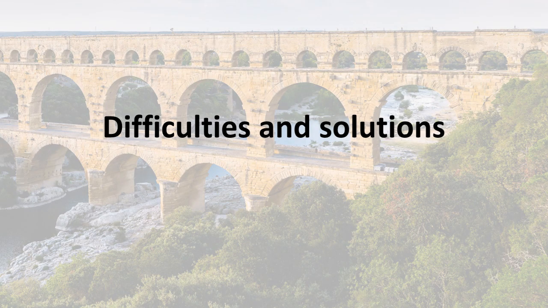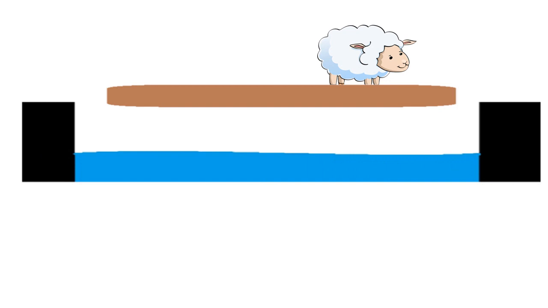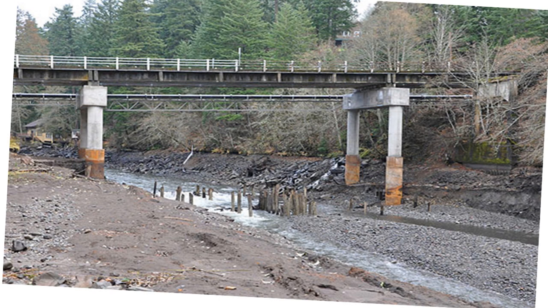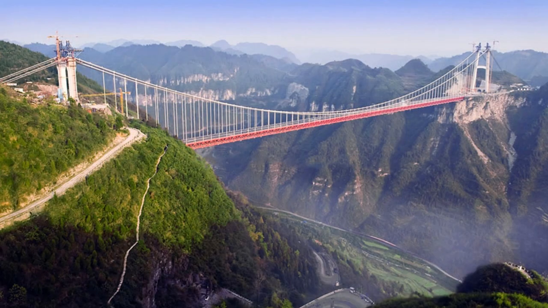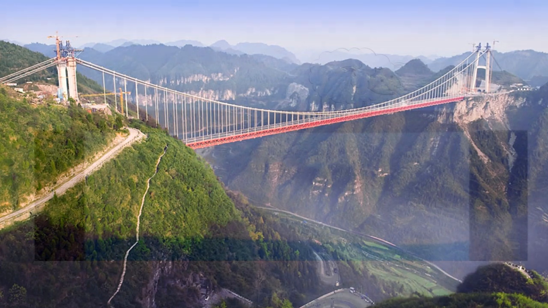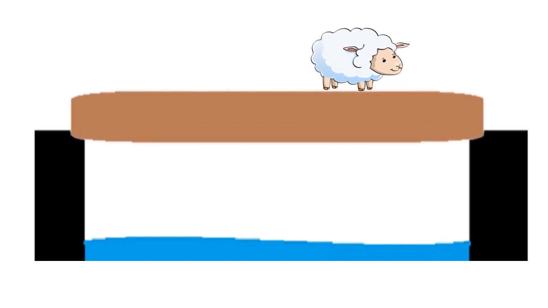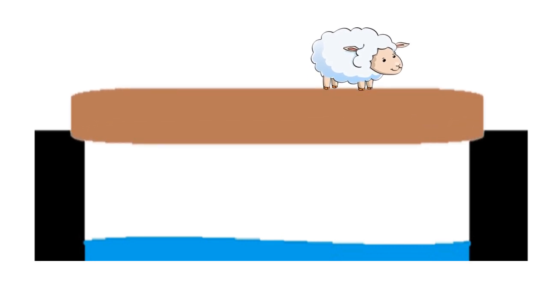Difficulties and solutions. But when the river is getting wider, we need a longer bridge. To extend the length of a bridge, we can use a longer beam of the same size, but with an additional support. However, it will be very expensive to build the additional support if the water is too deep or the bridge is too high. Another method is to use a larger beam, that is, a beam with a bigger cross-section, in order to carry the load.